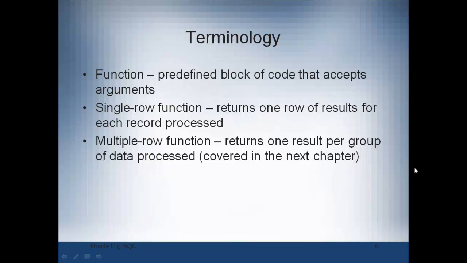There are single row functions, which are discussed in Chapter 10, and multiple row functions discussed in Chapter 11. The difference is a single row function, you use your function to process one record at a time, and you return a result from each record processed. So if you process 10 records, you get 10 results. Multiple row function is used on a group of records. So you might process 10 records and get one result after processing those 10 records. That's the difference between a single row function and a multi-row function.